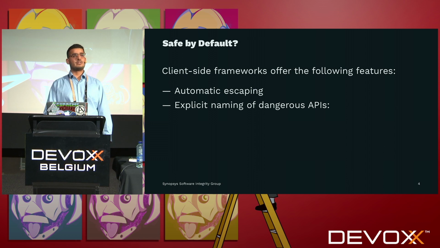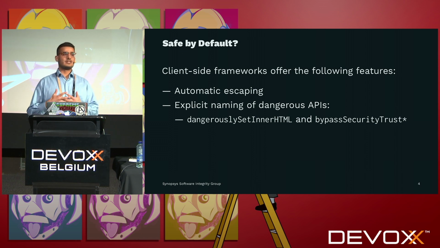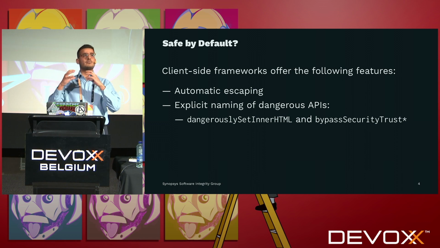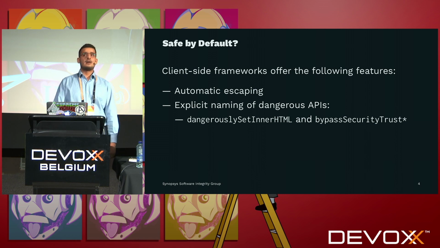And you have some really interesting things here as well. You have explicit naming of dangerous APIs. For example, if you're using React, you have this concept of dangerouslySetInnerHTML, whereas if you're using Angular and you want to render something to the client exactly as a string and not as an escaped string, you have to explicitly go into your code and type in bypassSecurityTrust, depending on which context you're bypassing the trust on.